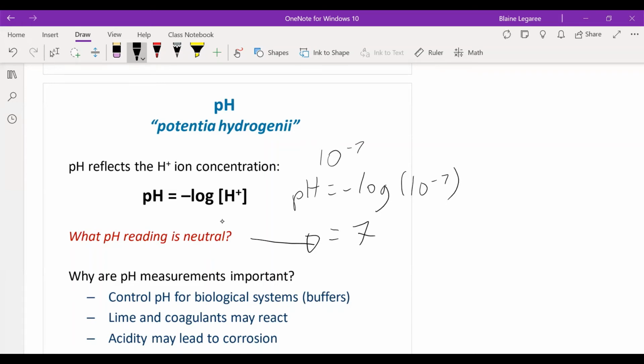So it says here, why are pH measurements important? Because so many things are going to depend on pH. When water is too acidic or too alkaline, it can be very reactive, it can corrode pipes, it can kill fish, it can do all sorts of things. So it's important sometimes to have a neutral pH, or for some processes you want it more acidic than alkaline, or sometimes more alkaline than acidic. So pH comes up in many, many places.